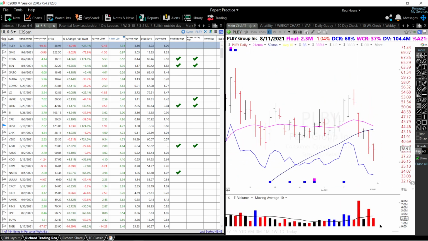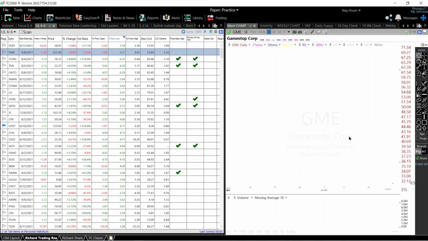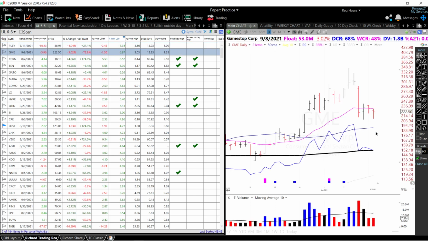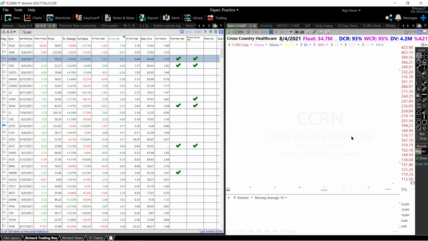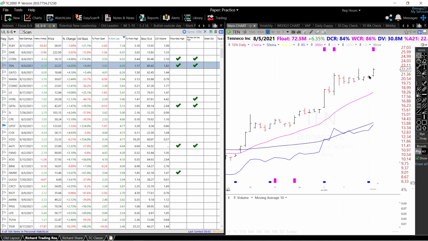And obviously you have to take volume into context. And you're not seeing much volume here. But say you had a lot of volume, a nice reversal off the lows, that's showing a bid in that stock, and that's showing supportive action. GME as well, a little upside reversal bar here, not on too much volume. CCRN, nice move from the lows.